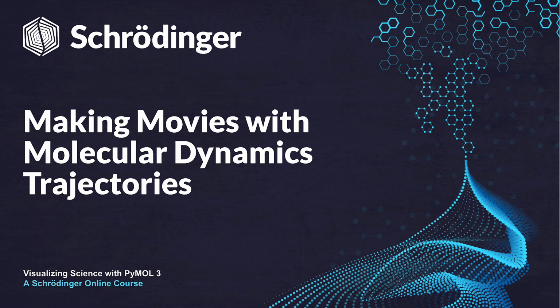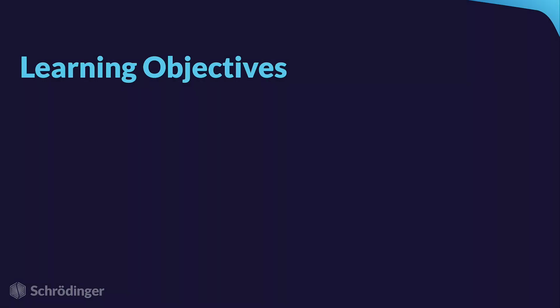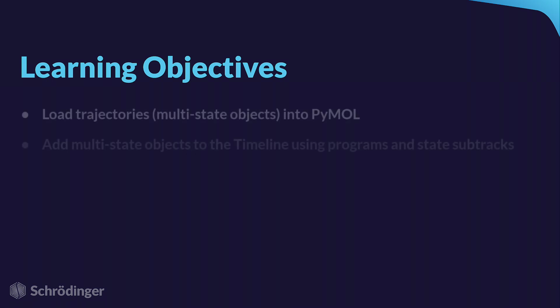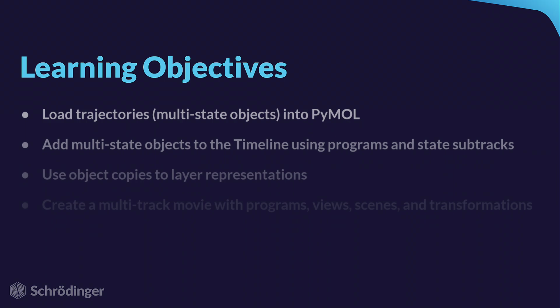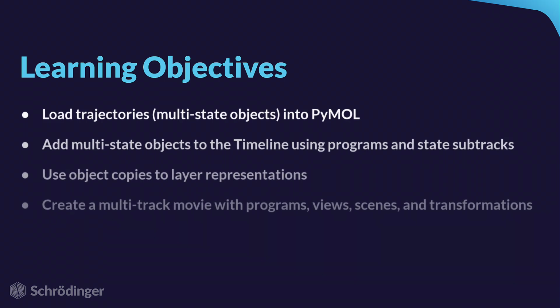Hello and welcome. In this video we will be looking at how to make a movie in PyMOL 3 using a molecular dynamics trajectory. By the end of this tutorial you'll be able to load trajectories or multi-state objects into PyMOL 3, add multi-state objects to the timeline using programs and state subtracts, use object copies to layer representations, and create a multi-track movie with programs, views, scenes and transformations.